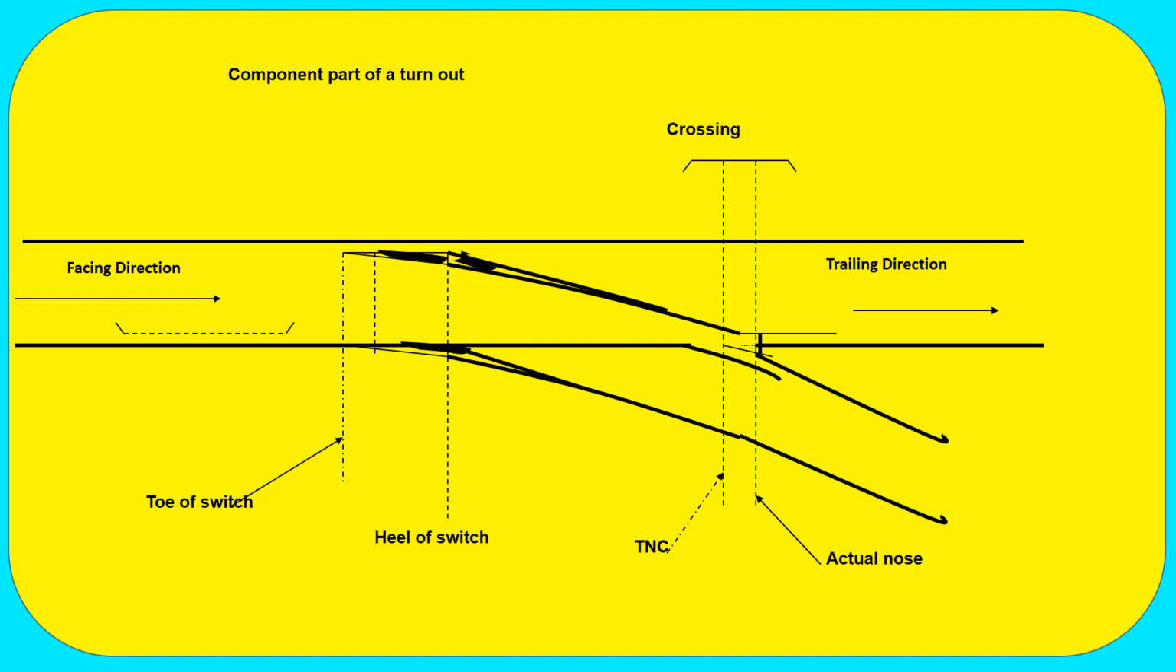This is our crossover. Crossover can be operated by movement of the switch. Now it is set for the main line. The train will come and move on the main line. But if you move the switch towards the main line, which is in open condition, the train will divert to the turnout line.